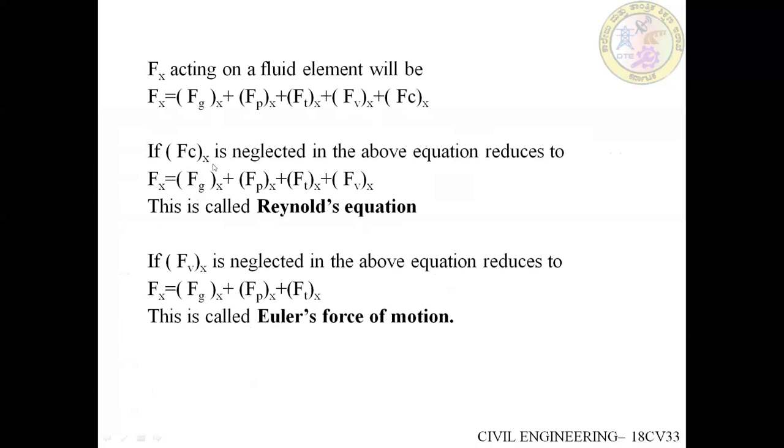Here, Fc of x is neglected because we are applying Newton's second law of motion for incompressible fluid, that is rho equal to constant. So the above expression reduces to Fx equals Fg plus Fp plus Ft plus Fv. This equation is called the Reynolds equation. In this Reynolds equation, if we neglect the viscosity force, then we get Euler's equation of motion, which is the summation of gravity force, pressure force, and turbulence force.